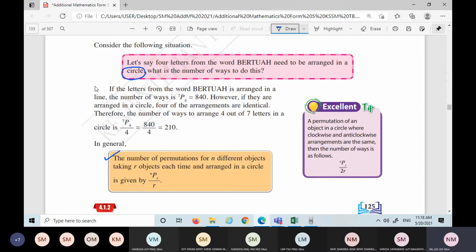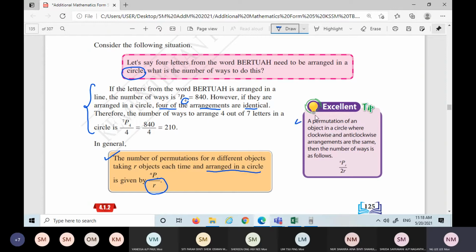So you want to see the explanation why it is divided by 4, the explanation is here. Because 4 of the arrangements are identical. If here is 4, 4 of the arrangements are identical, therefore divide by 4. So if this is r, you have to divide by r. So remember, if you have n different objects, taken r objects each time and arranged in a circle, the nPr, remember to divide by r. Divide by r. So this one you copy as notes.